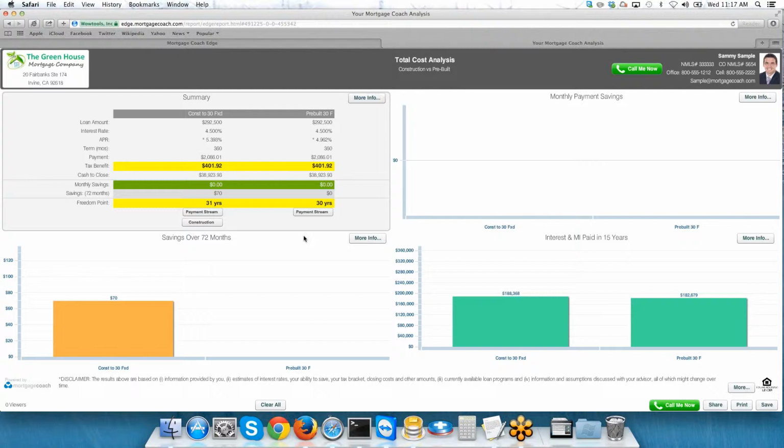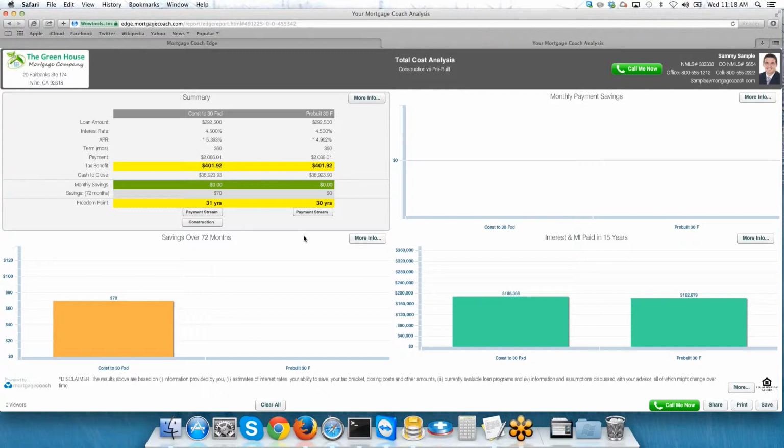Now, when you're talking about different purchase strategies, I've showed you a couple of different options where I mixed MI in there in the beginning so you can see what it looks like. I've showed you a construction versus a pre-built. Other options, you can do things like FHA versus conventional. That should be a bread and butter report for you. You should always have that one ready to go.